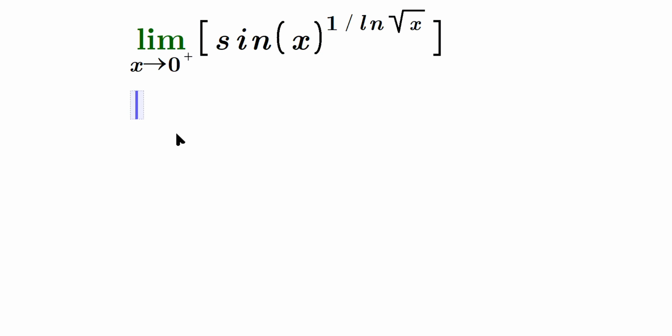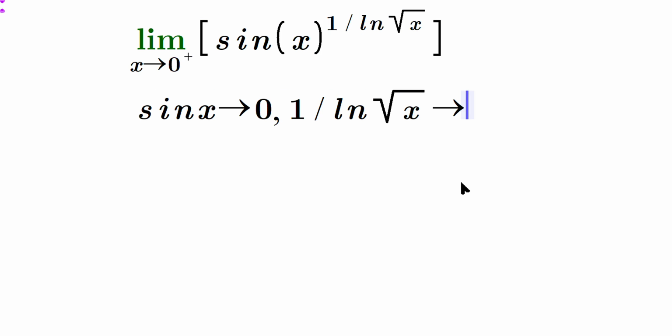Well, when x goes to 0 from the right side, then sine x goes to 0. And when x goes to 0, then 1 over ln of the square root of x: the root of x goes to 0, and ln goes towards negative infinity. So you have 1 over infinity of some form, and you end up with 0. In other words, you have 0 raised to the 0. We've got that kind of form going on here, so we need to recognize that.